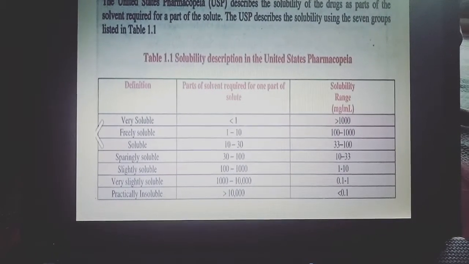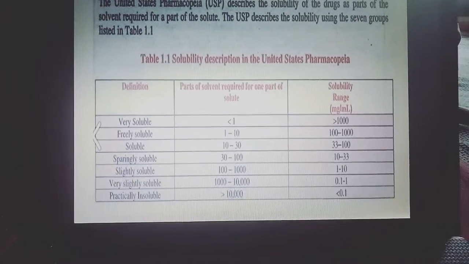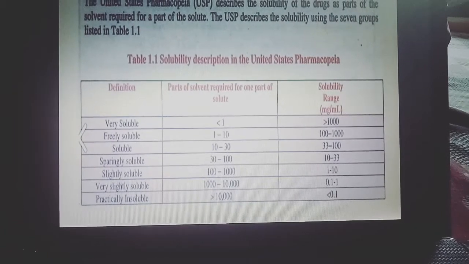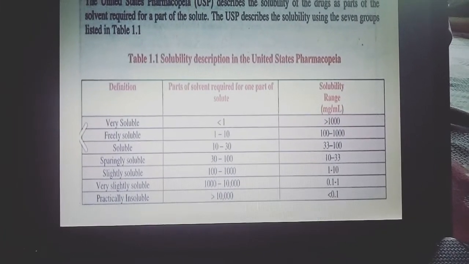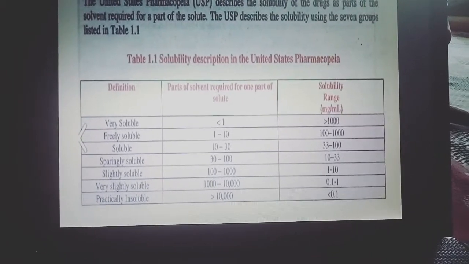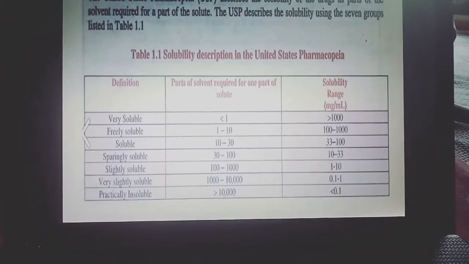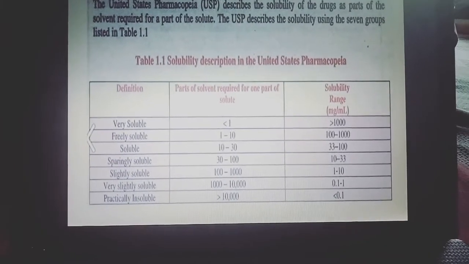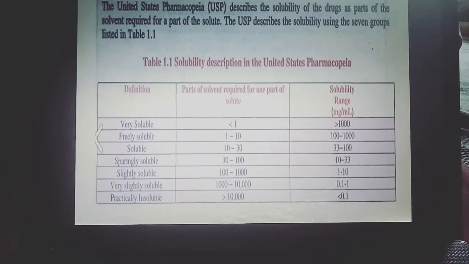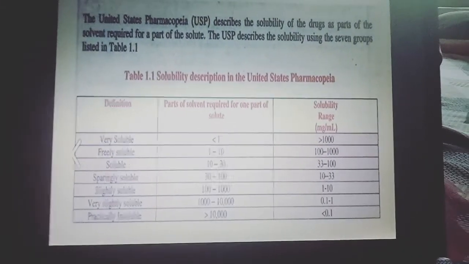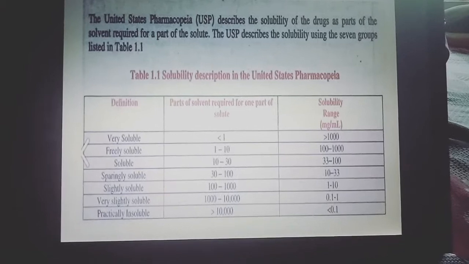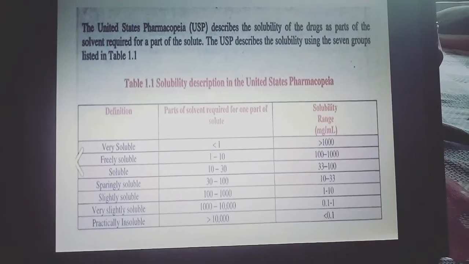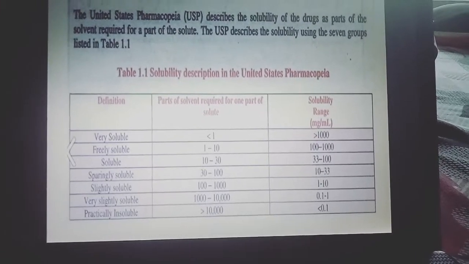For freely soluble, solubility range is 100 to 1000. For soluble solvents, it's 33 to 100. For sparingly soluble, it's 10 to 33. For slightly soluble, solubility range is 1 to 10. For very slightly soluble solvents, solubility range is 0.1 to 1 mg per ml. For practically insoluble solvents, the solubility range is less than 0.1 mg per ml. You have to learn this table. This is according to the USP, that is United States Pharmacopoeia. It describes the solubility of the drugs.